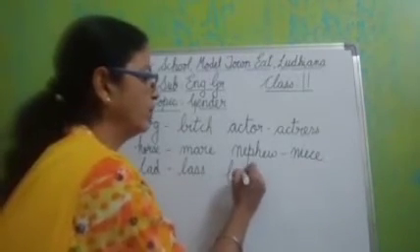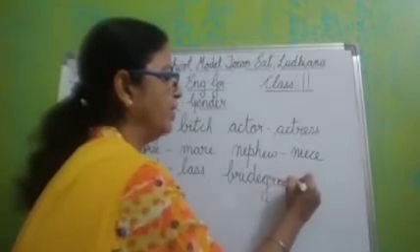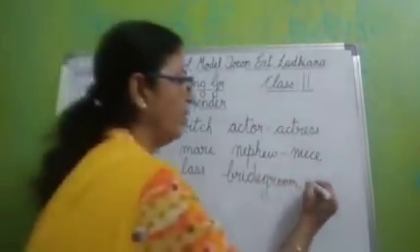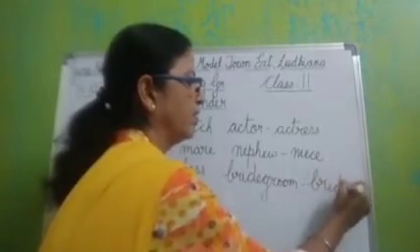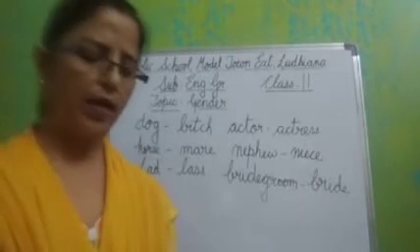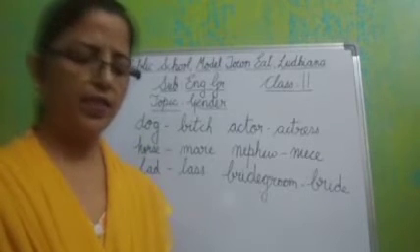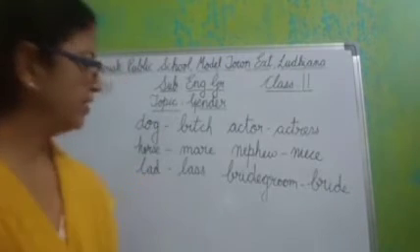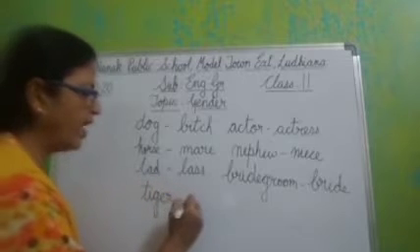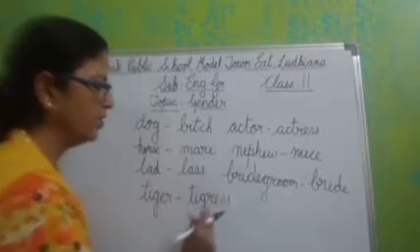Now bridegroom, the boy who is to be married. Dulha, right? Dulha is called bridegroom, and dulhan is called bride. Bridegroom is dulha, bride is dulhan. Now next, man, woman, king, queen, duke, duchess, tiger, tigress. Now when you write tiger, it is G-E-R. But when you write tigress, you don't write E, you write R-E-S-S. So that is tigress.